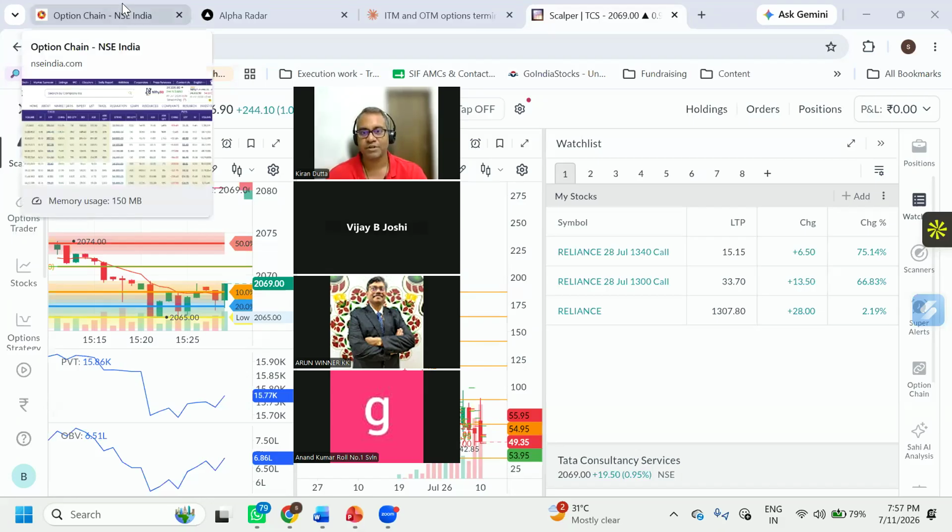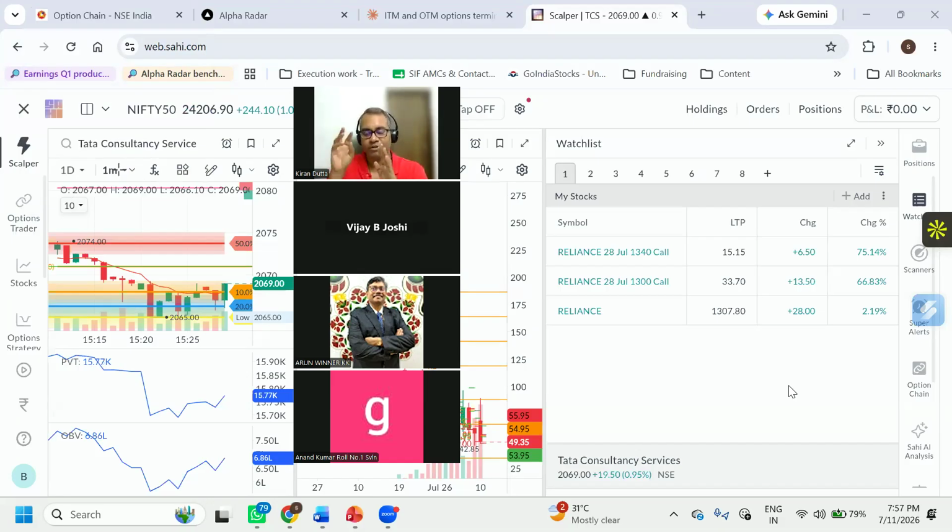That is our next concept. For now, don't worry about the premium and all that stuff. For now, just understand 1307, 1300, and 1340. Forget about the premium that you are buying. You're only focusing on the price point. 1307, you're buying. You have a 1300. You have a 1340, right? Here you will make money, here you will lose money.